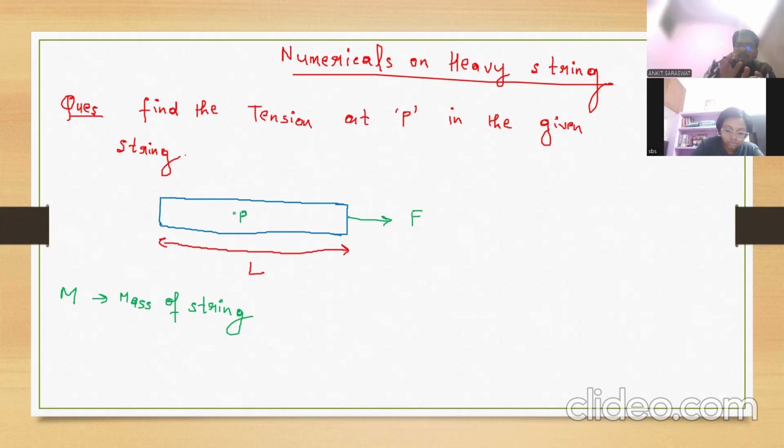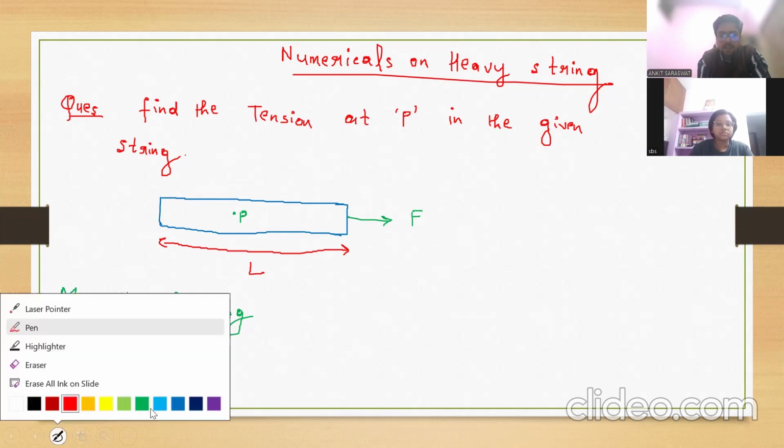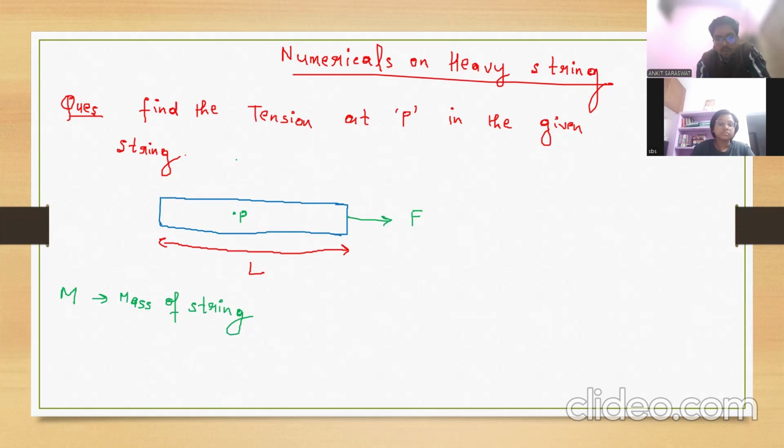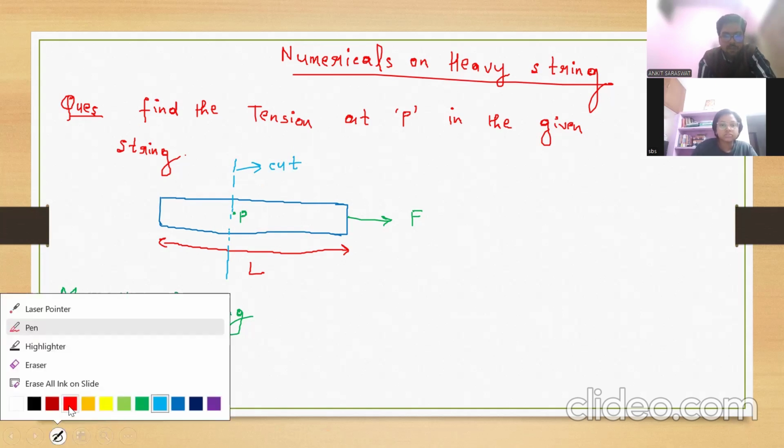If I apply F force on this heavy string, then this heavy string is going to move in the right direction, entirely. Okay. I am asking what is the tension at point P. Now, whenever I am going to ask tension, always cut the string into two parts. So from here, I'm asking tension at this point P. You will cut. I'm telling steps. Just cut. Now, draw the cut portion again.